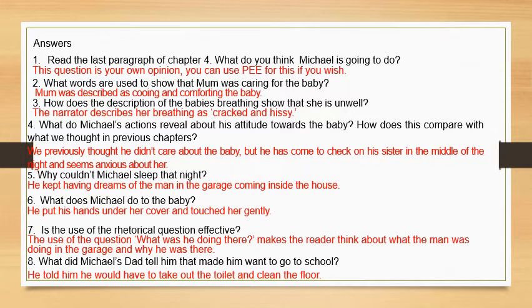Number 8, what did Michael's dad tell him that made him want to go to school? So his dad said, all right, you can stay home if you want, but you've got to help me take this toilet out of the kitchen and clean up the floor afterwards. And he probably thought, no, I won't be doing that. And so he decided to go to school. Okay, so can you please tick and correct as necessary? And we will move on to the next page of answers.